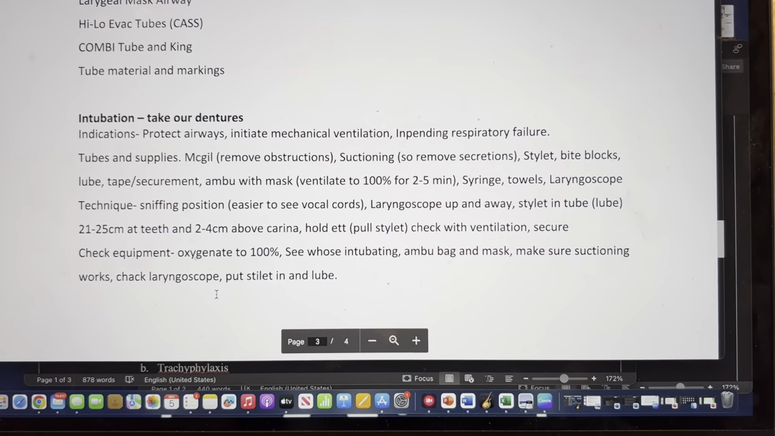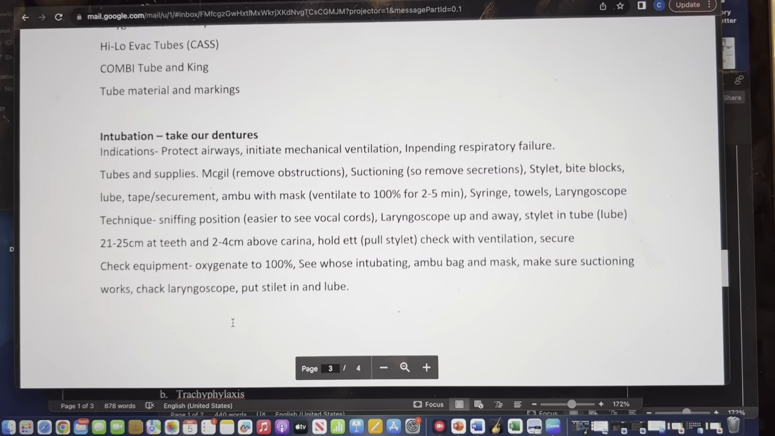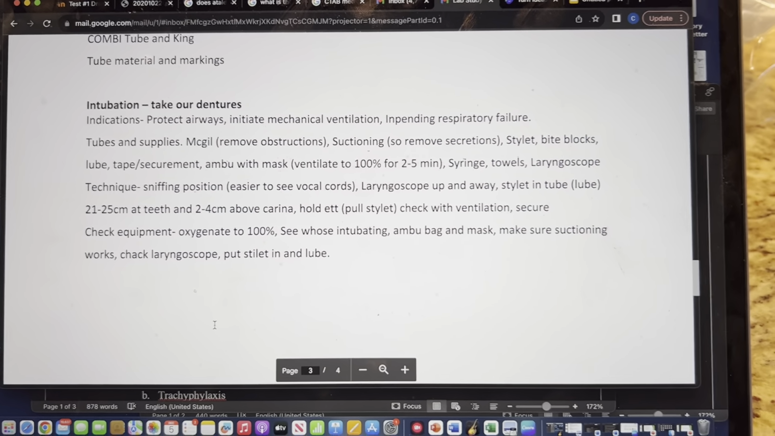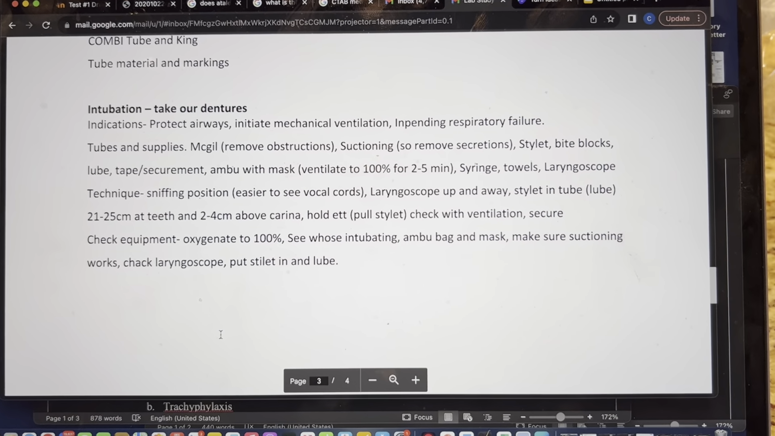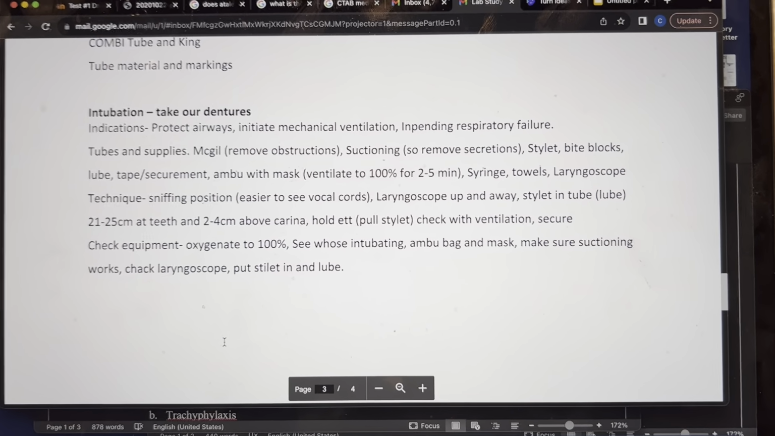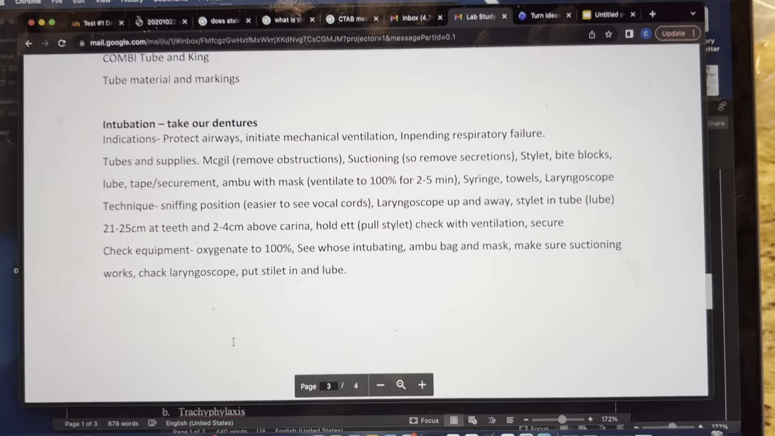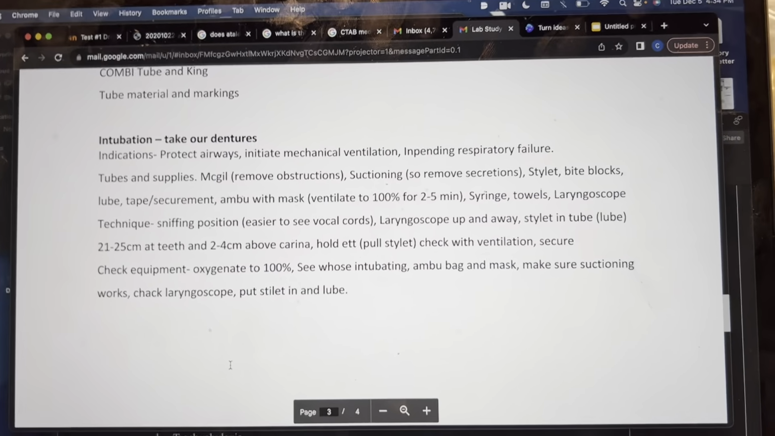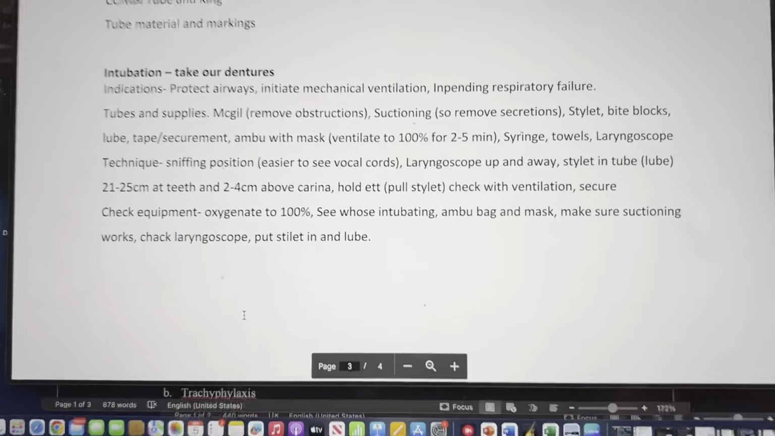Indications for intubation: take out dentures. Protect airways, initiate mechanical ventilation, impending respiratory failure. You want to keep those airways open, use for suctioning, mechanical ventilation, protecting airways. Those are reasons we would use intubation.